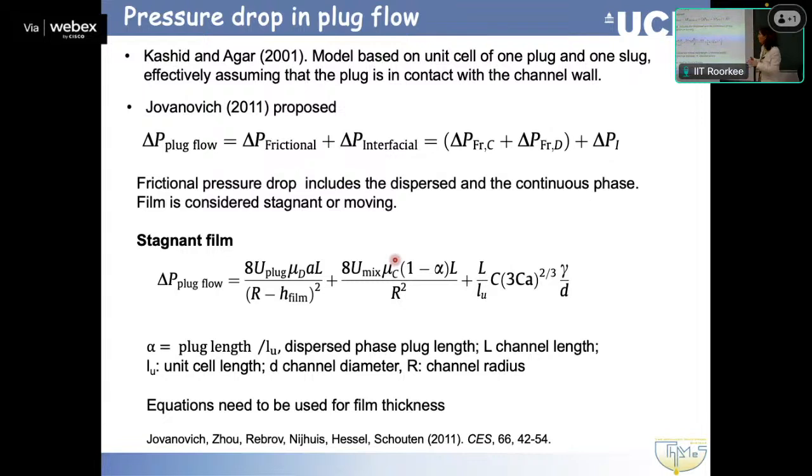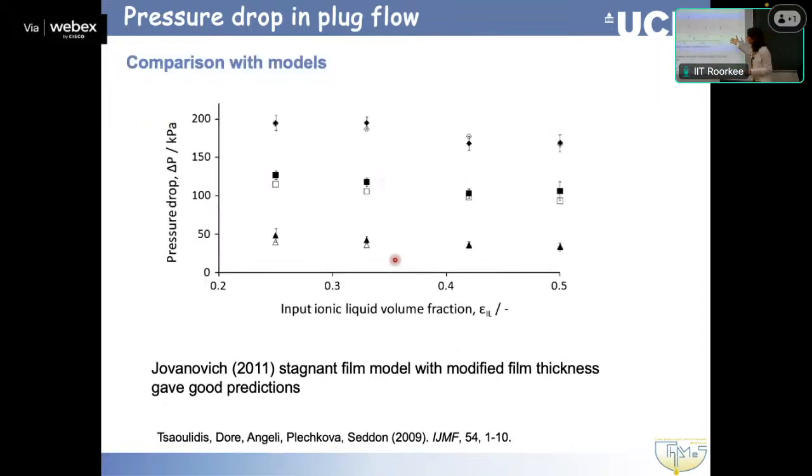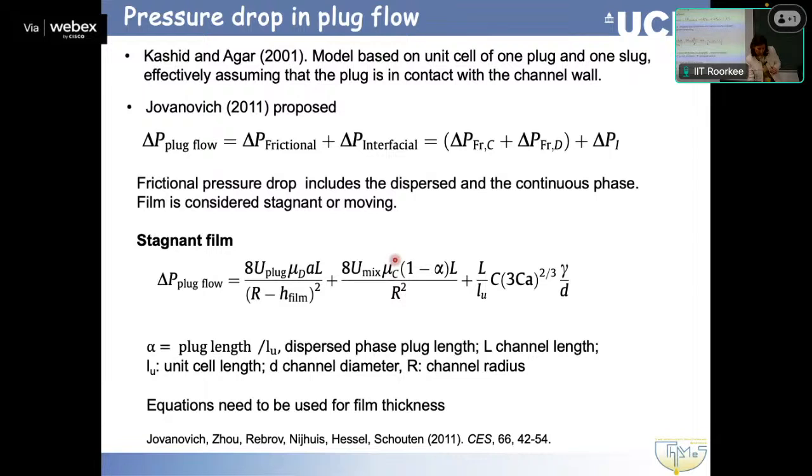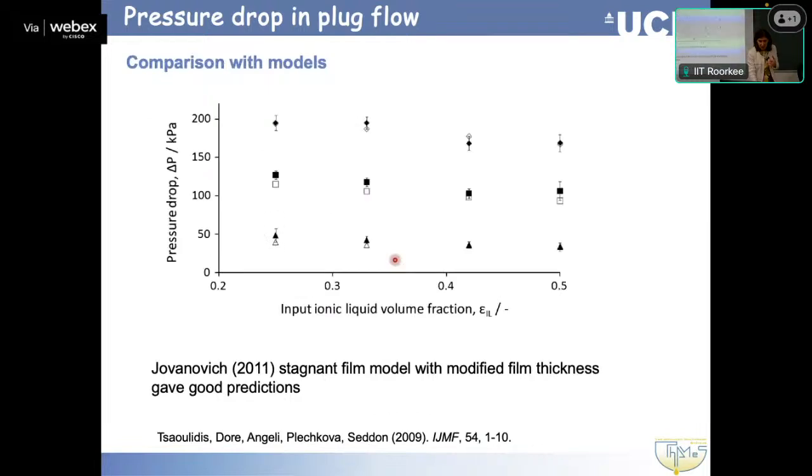So what we've done is that we tried to apply this correlation to some results we had, and we found that the predictions were not bad. We manipulated it a bit because in this equation here, you need the film thickness. You need to know how thick the film is. The thickness of the film is delta, which you can either measure or get from correlations. And in our case, we did not use the Bretherton correlation that Jovanovic had used. We used our own film thickness correlation. So the predictions were not bad.